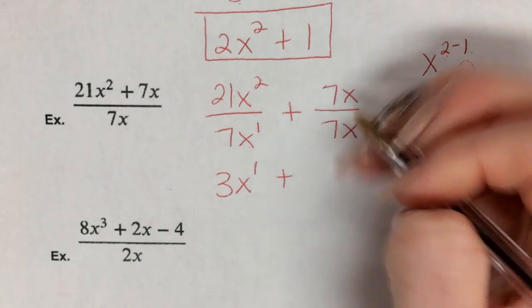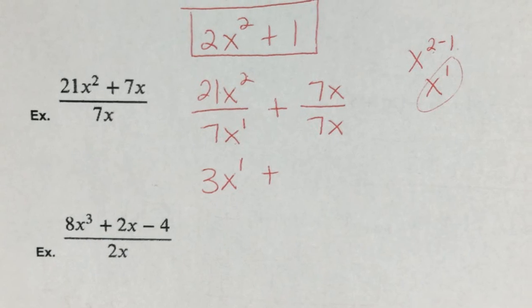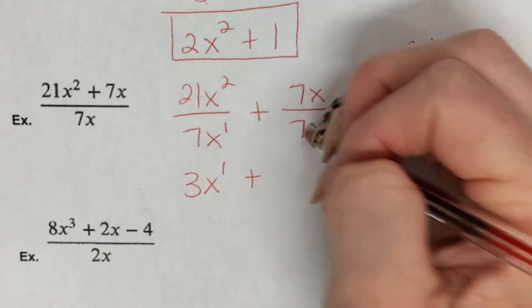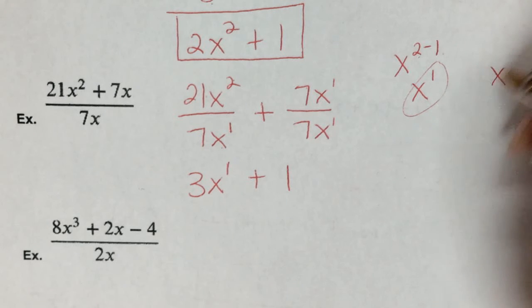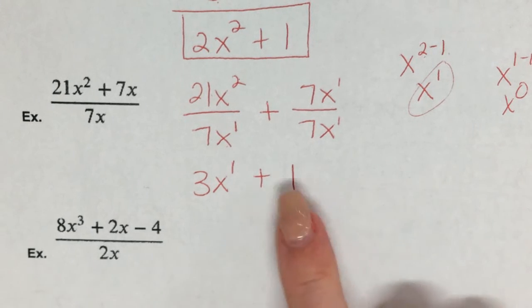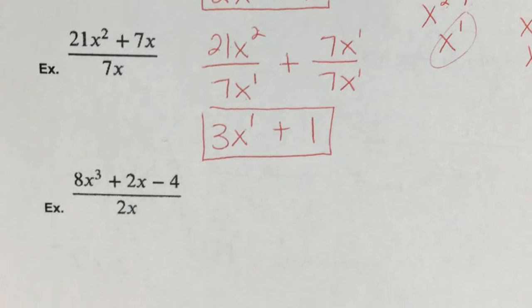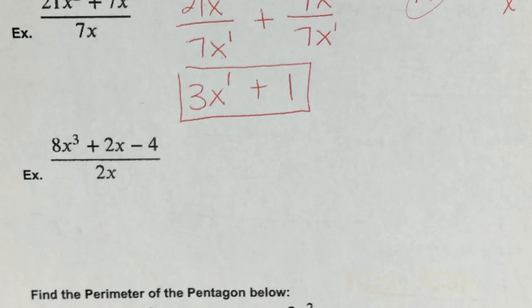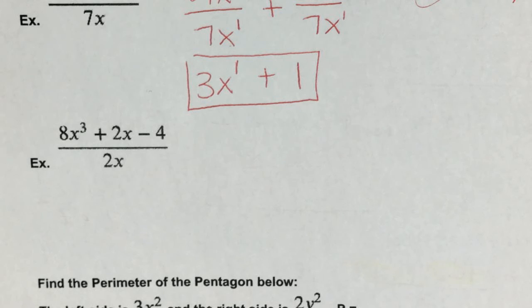All right, what is 7x divided by 7x? How does that work? Well, look, 7 divided by 7 is 1, and this is x to the 1 minus 1. What's x to the 0? Just 1, right? And 1 times 1 is 1. Y'all want to try this one on your own? You should. Go.